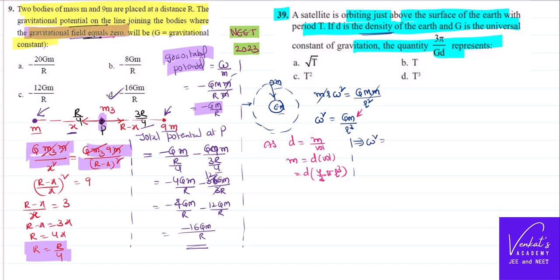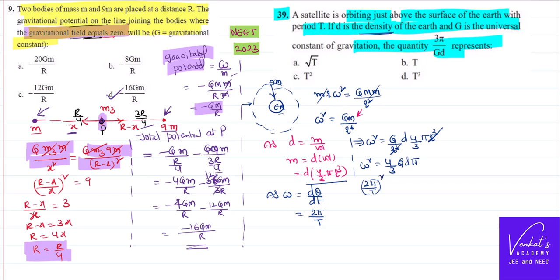Then omega square equal to capital G by r cube, and in the place of mass, density times 4 by 3 pi r cube. So these r's will cancel. What is remaining is omega square equal to 4 by 3 G d pi. But omega is 2 pi by T, that is d theta by dt, the rate of change of angular displacement. After one rotation, it covers an angle 2 pi. The time taken to complete one rotation is called T.